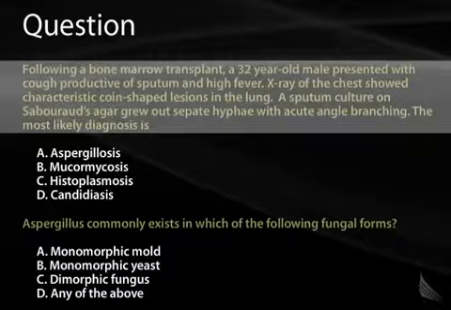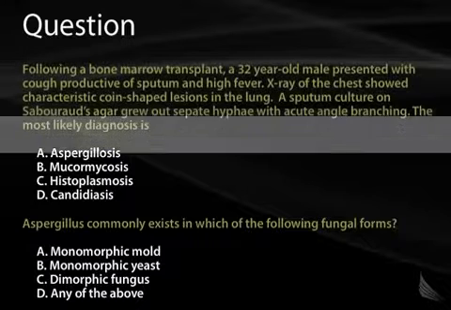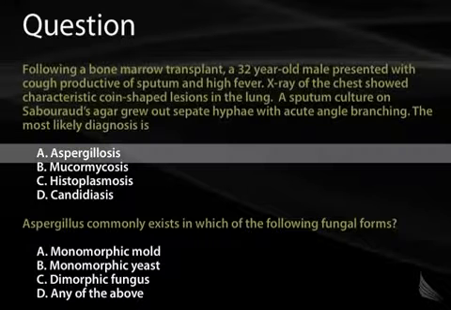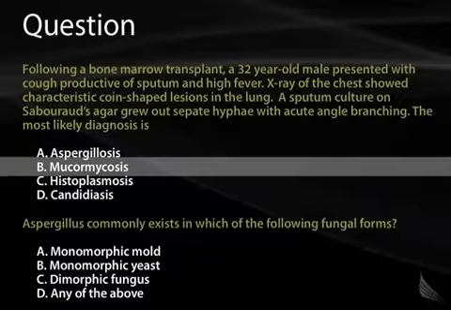Following a bone marrow transplant, a 32-year-old male presented with a cough productive of sputum and high fever. The chest x-ray showed characteristic coin-shaped lesions of the lung. A sputum culture on Sabouraud's agar grew out septate hyphae with acute angle branching. The most likely diagnosis is... So this is aspergillosis. When you have the acute angle, it looks like a broom head with the branching. That's going to be aspergillosis most likely more than anything else.